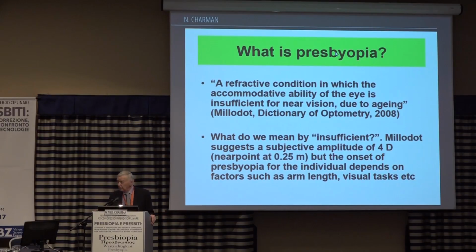But what about presbyopia? Now, we had a definition earlier, and I've just put down here from Millodot's Dictionary of Optometry how he defines presbyopia: a refractive condition in which the accommodative ability of the eye is insufficient for near vision due to aging. And Millodot suggests that perhaps 4 diopters or so of amplitude is the sort of level that is insufficient for most people. But of course, as Shazad was saying, if you've got long arms, you can hold things further away, and so you might tolerate a smaller amplitude.